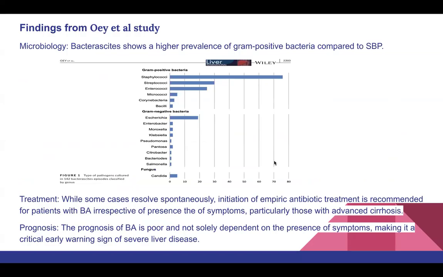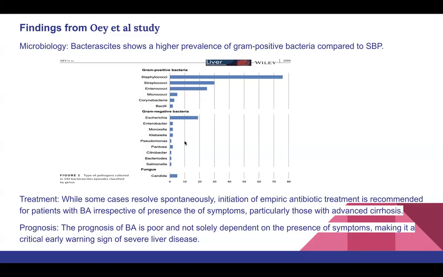The microbiology of that study saw that bacterascites showed a higher prevalence of gram-positive bacteria compared to SBP, which was mostly Enterobacteriaceae and Enterococci. The treatment: while some cases resolve spontaneously, initiation of empiric antibiotics is recommended for patients with bacterascites, irrespective of presence of symptoms, particularly in those with advanced cirrhosis, what we just talked about.